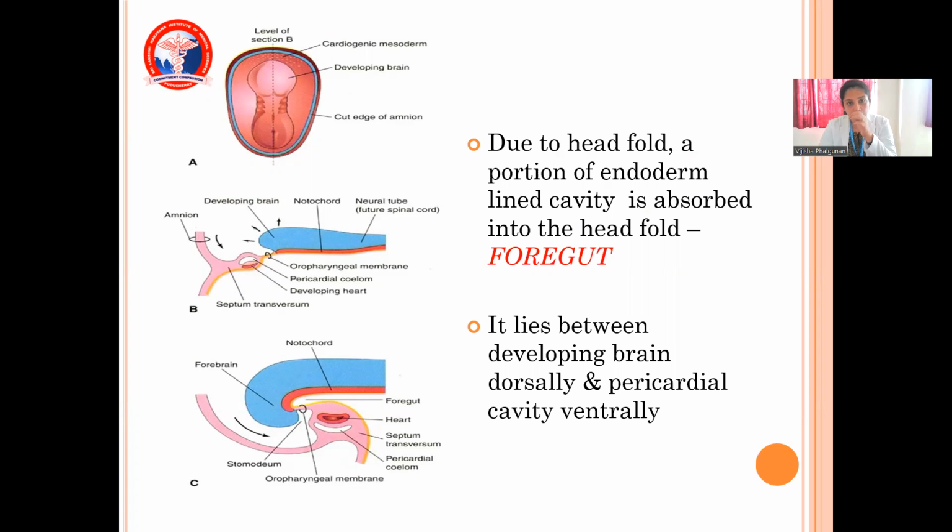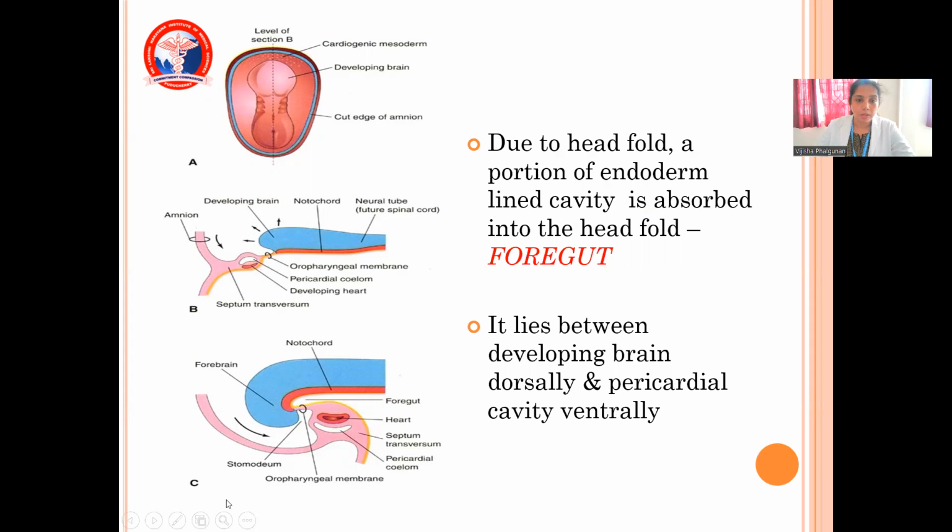So after the folding has happened, due to the head fold, a portion of endoderm lined cavity is absorbed into the head fold. You can see it in the diagram. See here, this is before folding of the head end. This is the head end of the entire embryonic disc. Okay. So where the head end has folded, it is a process we call folding of embryo, which we have already discussed in the previous slide.